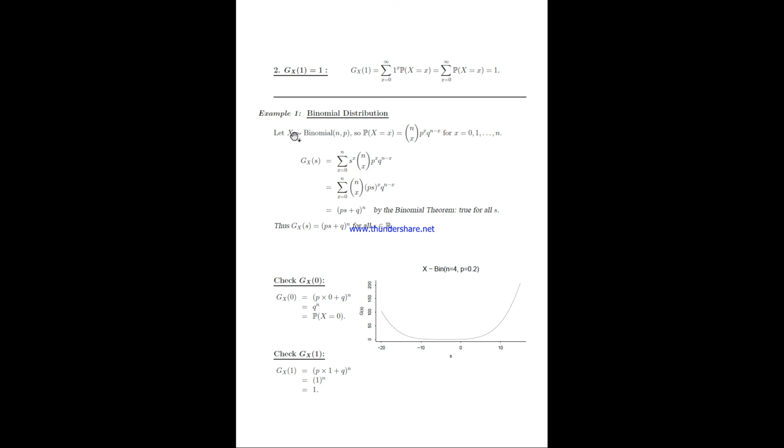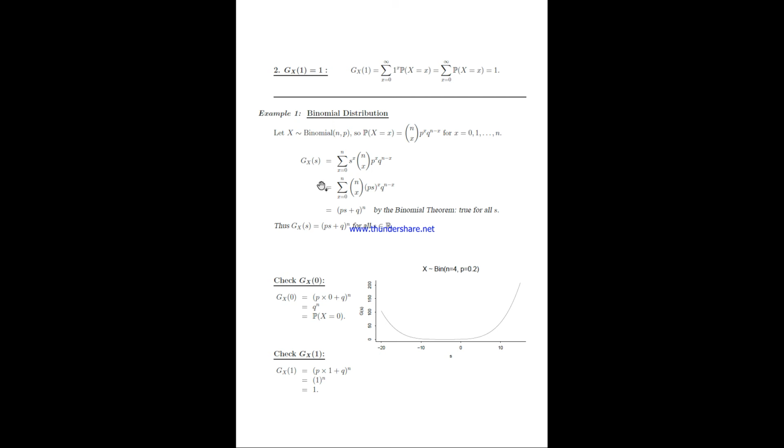So if x is having the binomial distribution with n trials and p probability of success, let's see what the probability generating function of a random variable having the binomial distribution is. We can write it as nCx p to power x, q to power n minus x. This is the binomial distribution.